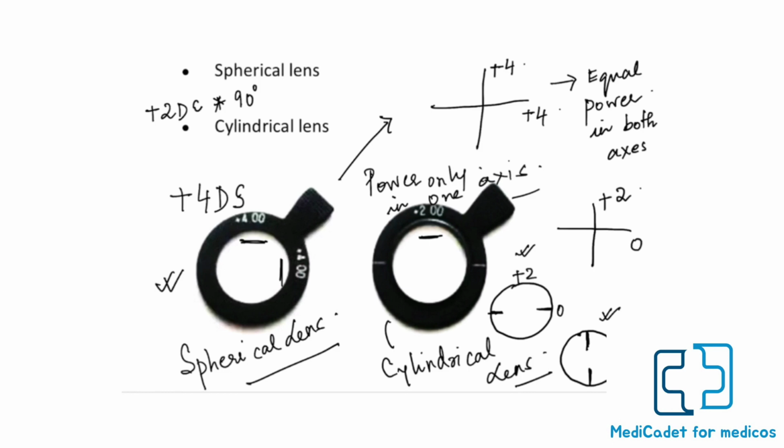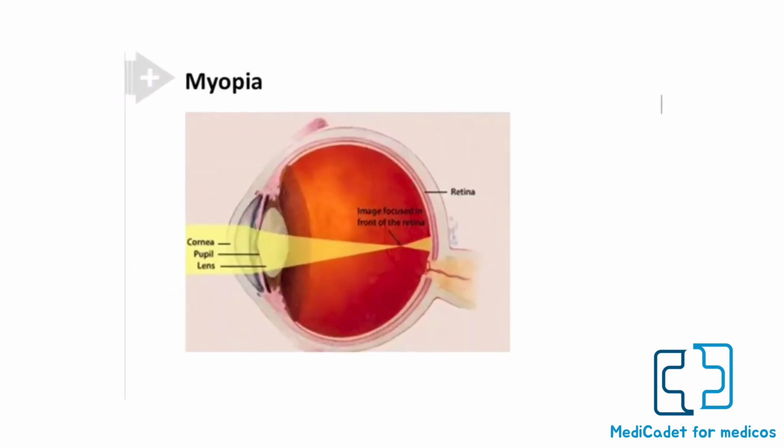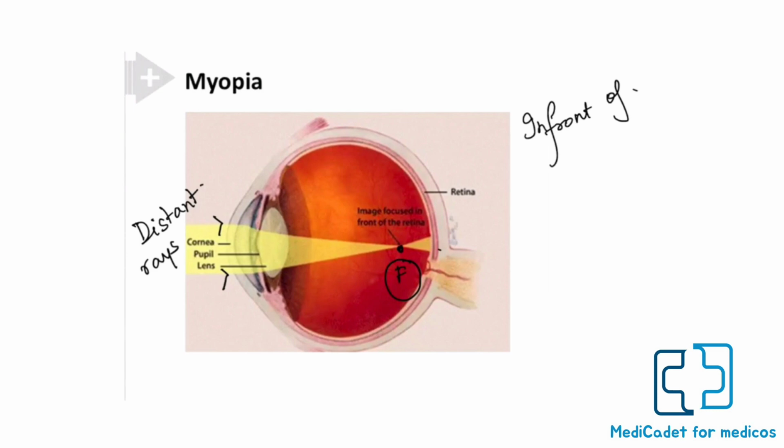Okay, so let's take this forward. So, a quick recap of the images that we did in our previous session. All of you understand this is myopia. Why? Because as I have told you, the distant rays, which are the parallel rays, are meeting at this point F, which is in front of the retina, right? So this much we have learned in our previous session.